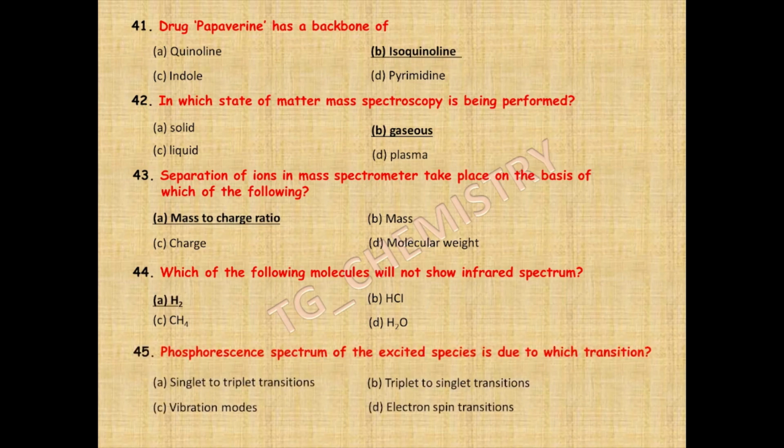Next is, phosphorescence spectrum of the excited species is due to which transition? That means when the phosphorescence occurs, which kind of transition leads to the phenomenon phosphorescence? Options are singlet to triplet transitions, option B triplet to singlet transitions, option C vibration modes, option D electron spin transitions. Now the phosphorescence is associated with the transition of electrons from triplet to singlet state, so that option B should be the right answer for this question.